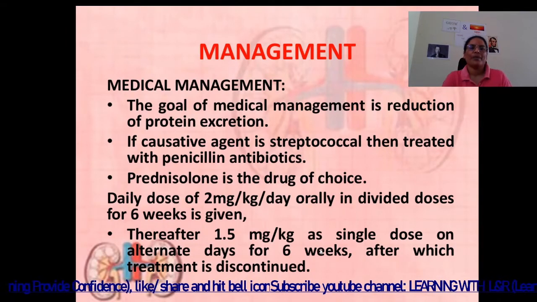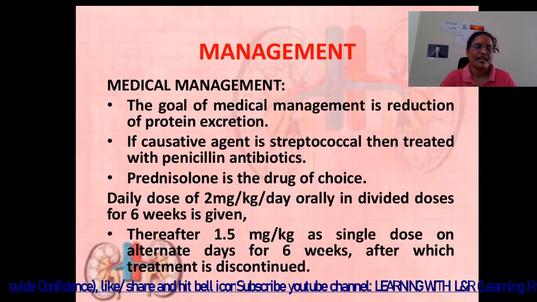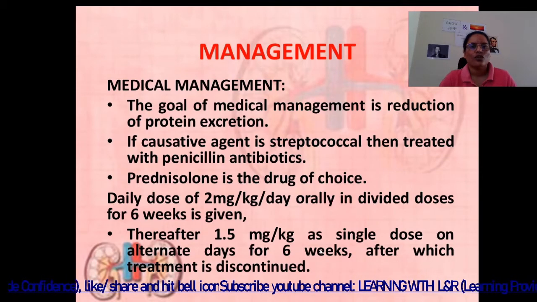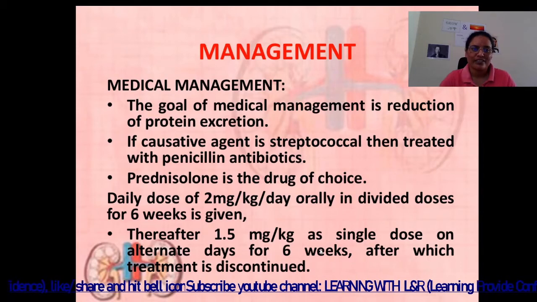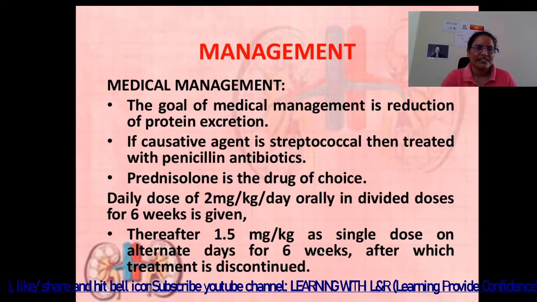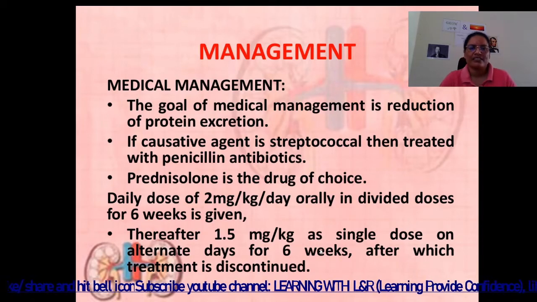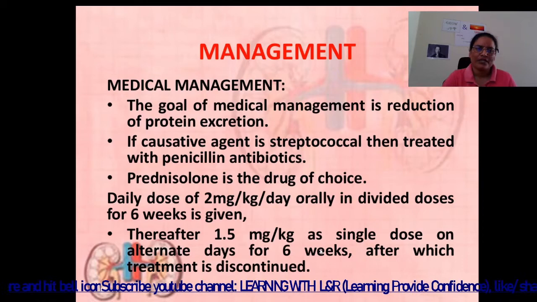Then how do we manage this problem? First of all, medical management with the help of medicine. The goal of medical management is reduction of protein excretion. If the causative agent is streptococcal, then it is treated with penicillin antibiotics. Penicillin is the drug of choice. Prednisolone is another drug of choice.